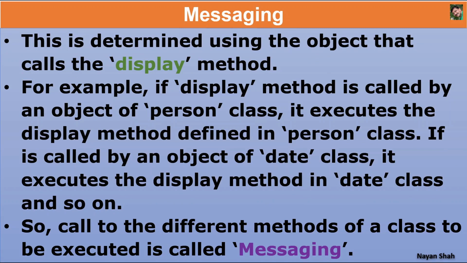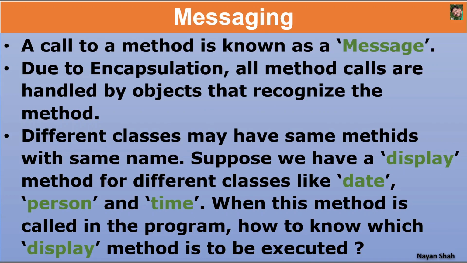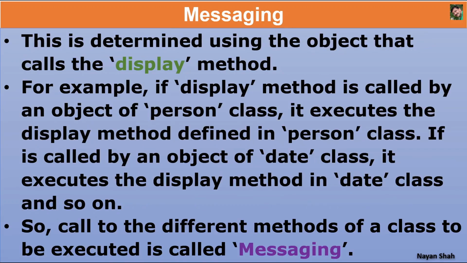So that is determined using the object that calls the display method. What we understand is, from whichever object we are calling that display method, it will understand. If I call the display method from the object of date class, it will execute the display method of date class. If I call the display method of time class, it will execute the display method of time class, and so on. So when many classes have methods with the same name, which particular method is to get executed is determined by the object from which we are calling that method.